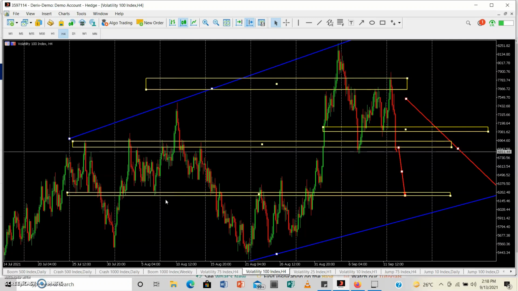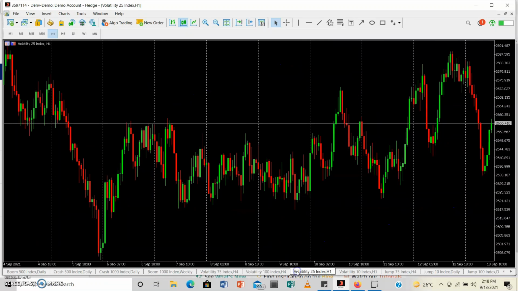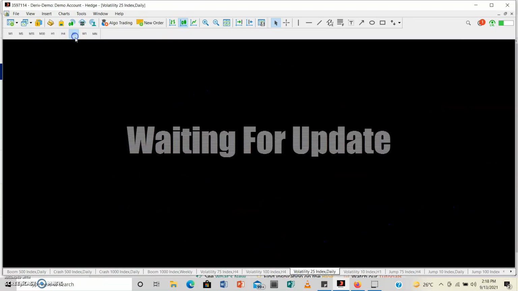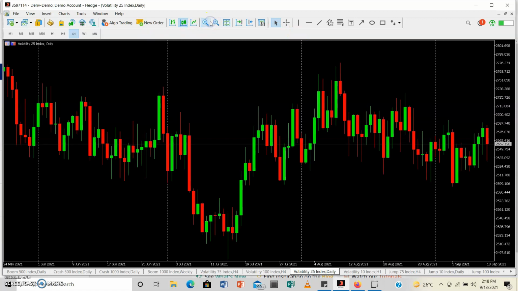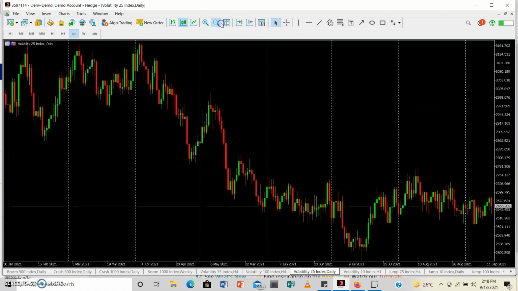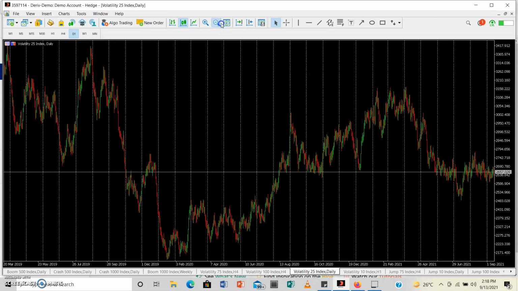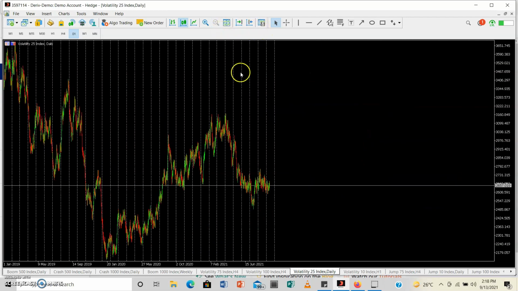Hopefully it's going to pay off something like this, but I can see that we're coming from this top trend line and we're pushing down, maybe to attack this bottom trend line. Okay, let's move on to V25. I'm going to switch on to the daily time frame, and we're going to see what exactly is happening. So it's currently kind of a mess right now, but this is what we have.